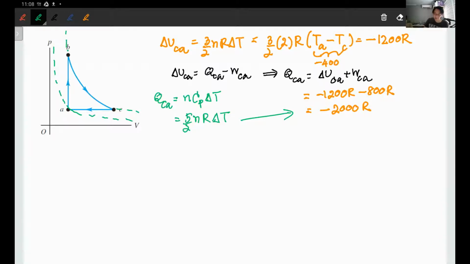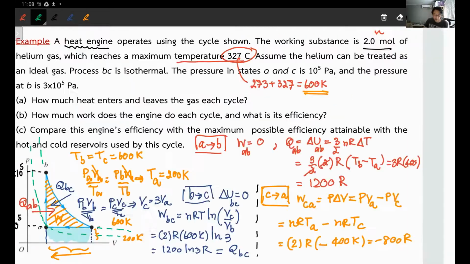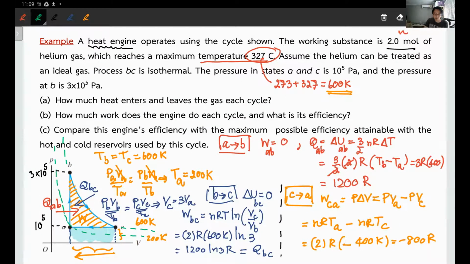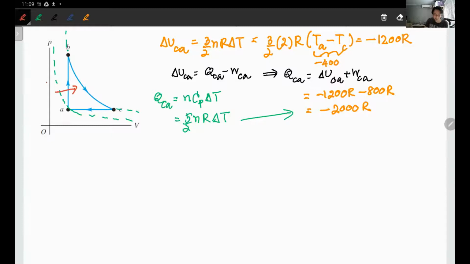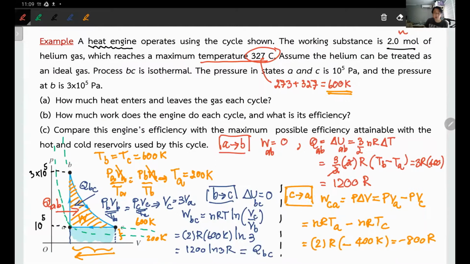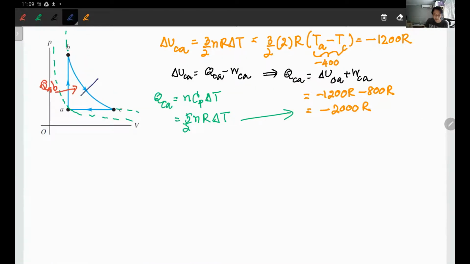All right, but what does it mean when you get the heat from C to A? You get a negative sign. So it means the heat is flowing out. Let me redraw what we got from here. From A to B, you get the heat flow in, that's a Q from A to B. From B to C, you also get the heat flow in, so I draw this Q from B to C. But now, from C to A, you get the heat flow out, so let me draw this arrow like this. Now you start seeing things that have some relationship with the heat engine. Can you see that?